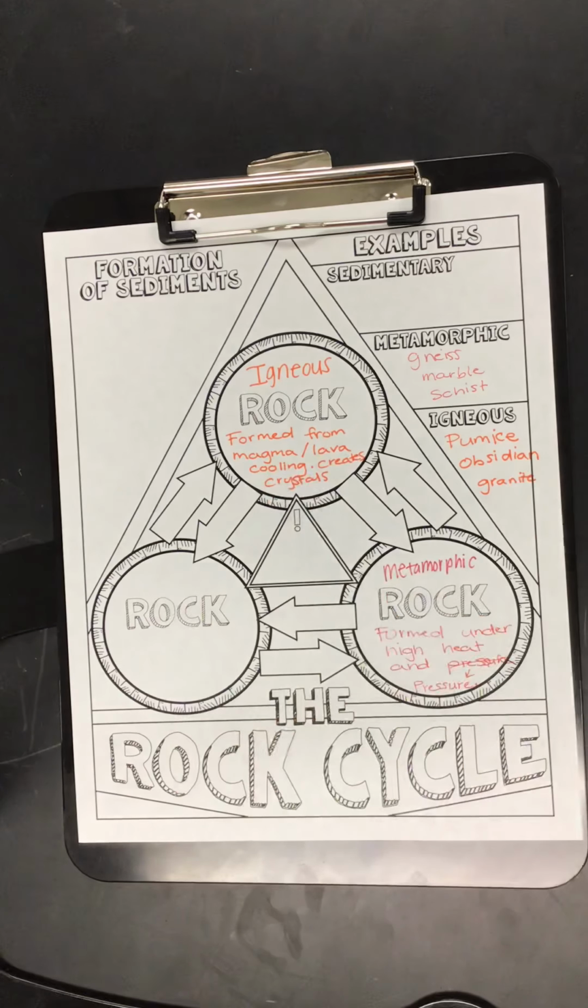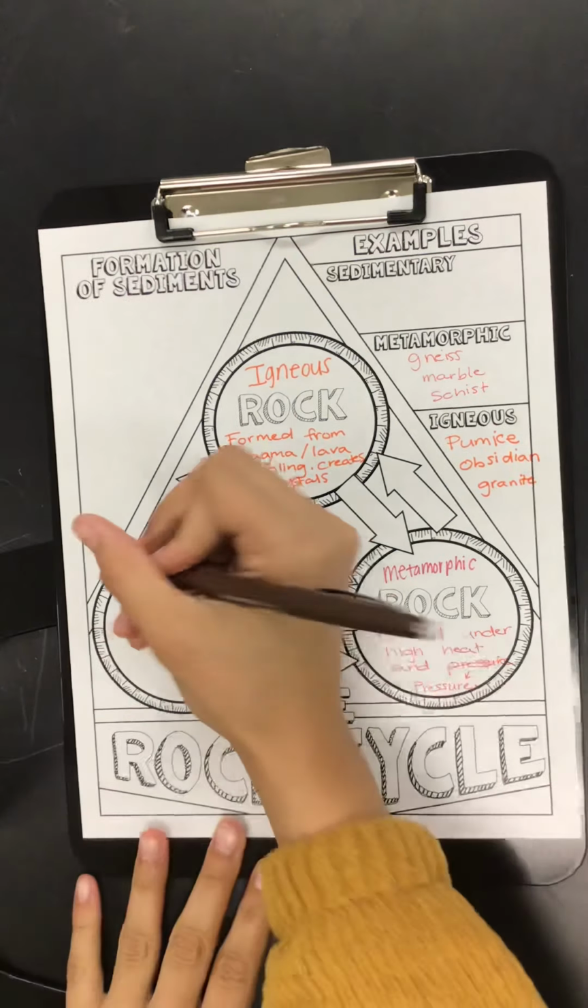Igneous rock is formed from lava or magma cooling, okay? The faster it cools, the bigger the crystals we have. Metamorphic is formed under high heat or pressure. This normally takes place under Earth's crust. Lastly, we have sedimentary.